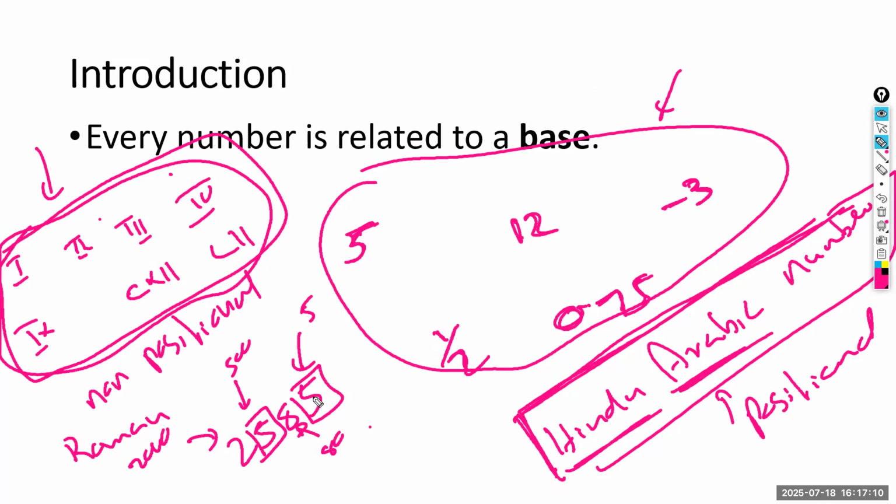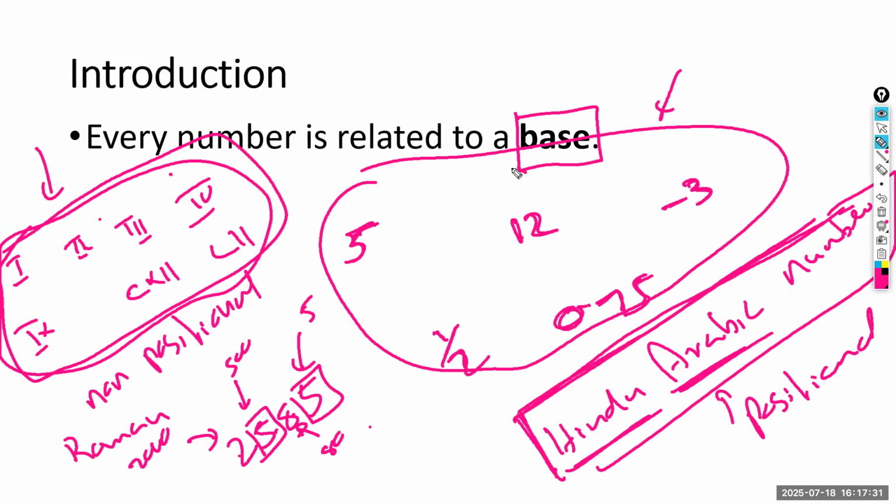So this is 5, this is 500, this is 80, this is 2000. So that is how positional number systems work. Right? When it comes to positional number systems, we need a concept called base. We need a concept called base.